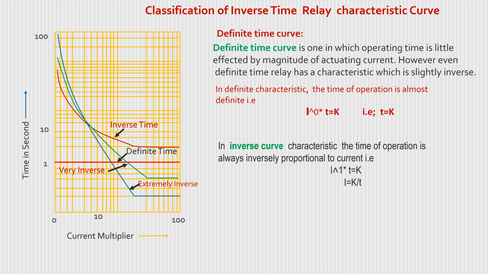In inverse curve characteristics, the time of operation is inversely proportional to current, that is, I to the power 1 into t equal to k, that is, I equal to k by t. In more inverse characteristics, I to the power n into t equal to k, where n may be between 2 to 8.